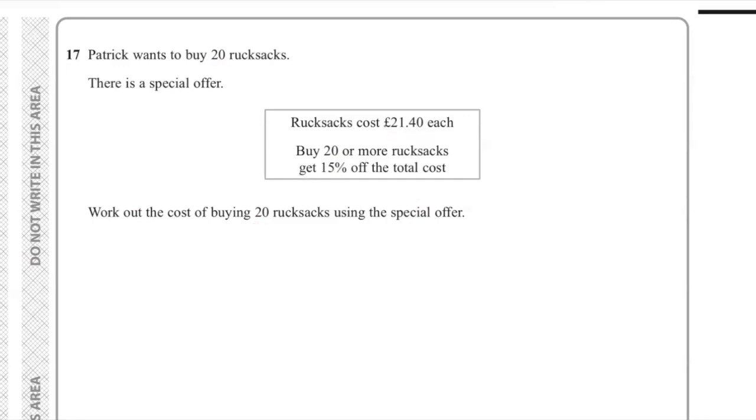Now, you can either work out the cost and then take 15% off, or you can take 15% off first and then just multiply it through by 20. And that's the way that I'm going to do it. So I've got £21.40. I'm going to divide that through by 10, which gives me £2.14 for 10%. I want 15%, so I need another 5%. To get that, I'm just going to half, so that would be £1.07. And that way, my 15% is going to come out at £3.21.